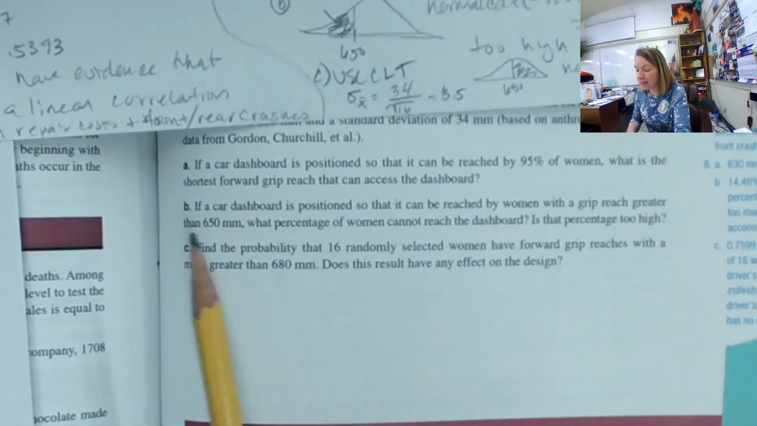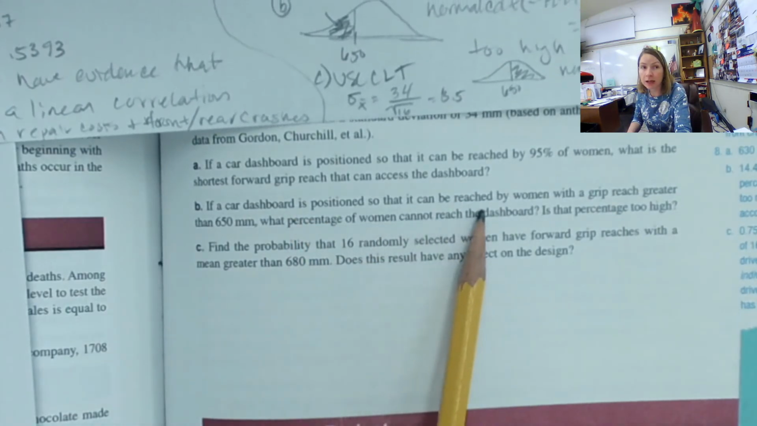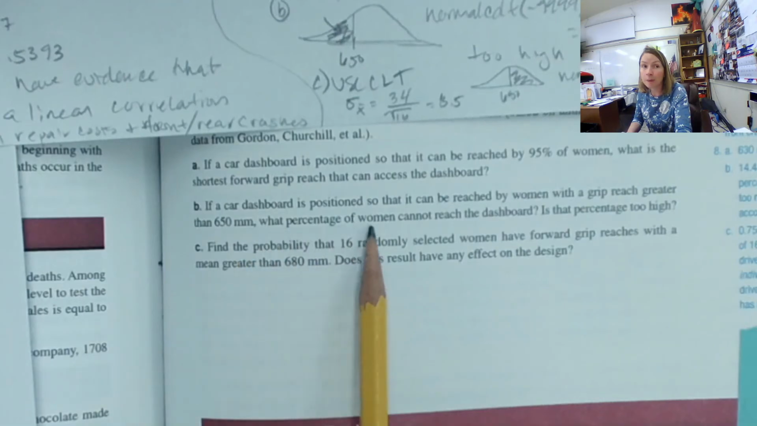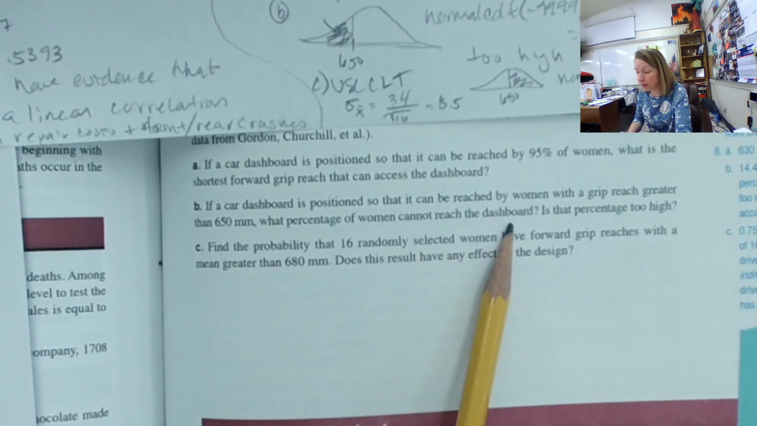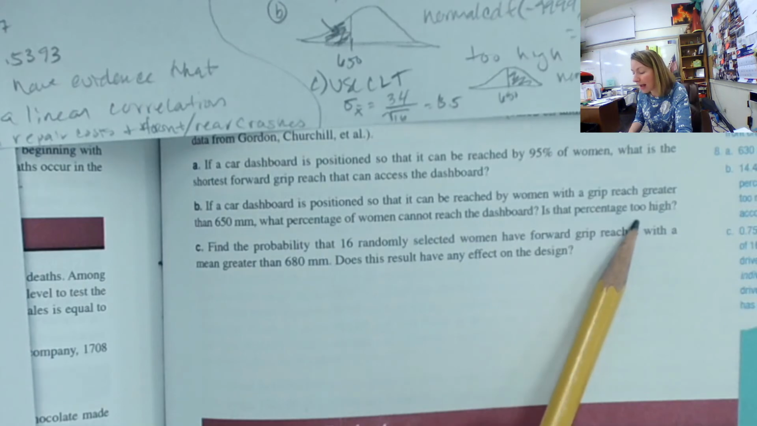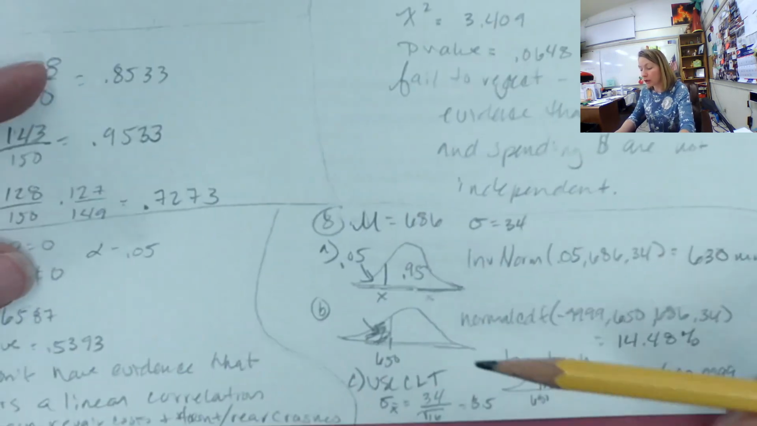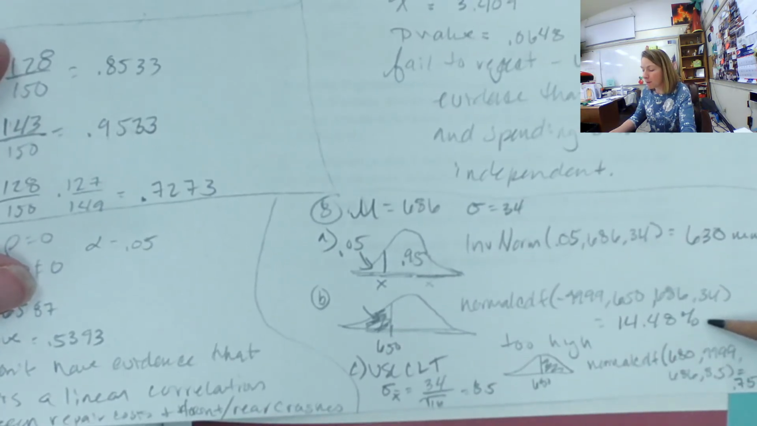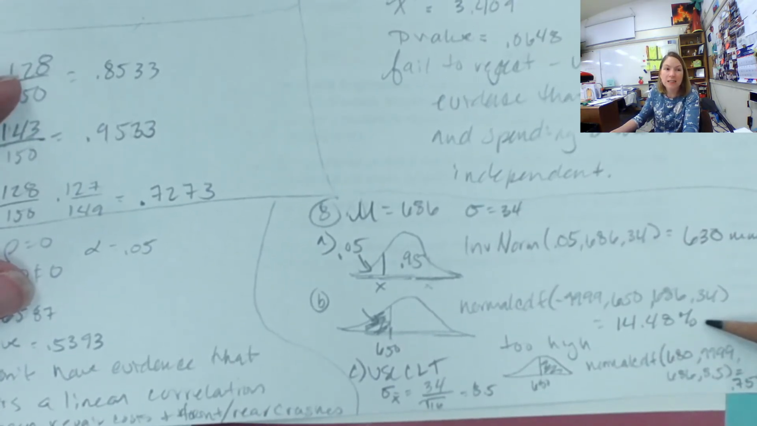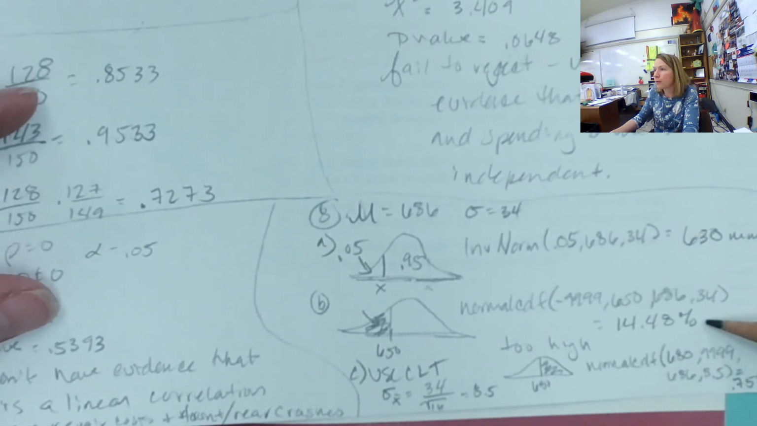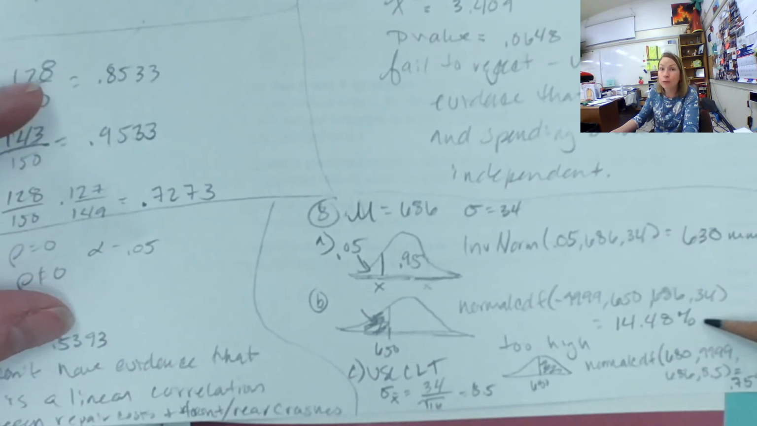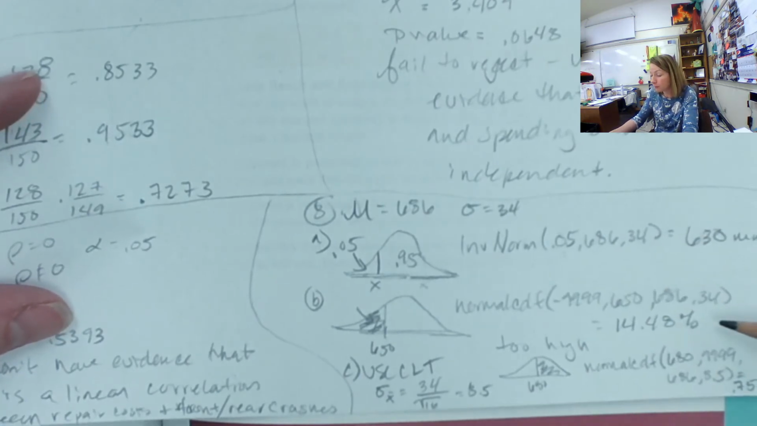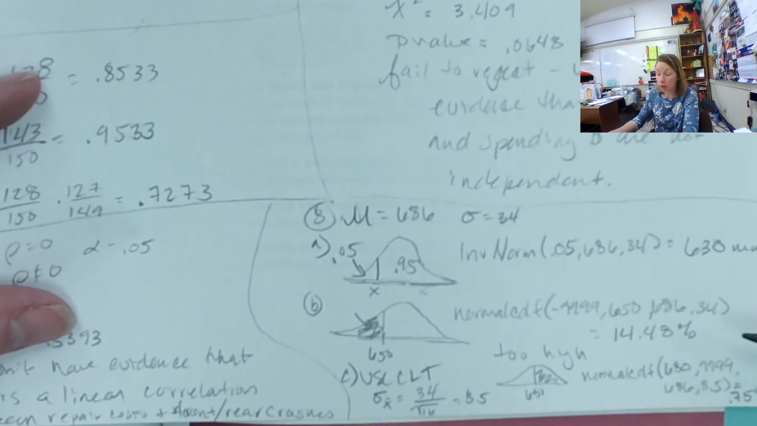The next one is if a car dashboard is positioned so that it can be reached by women with a grip reach greater than 650 millimeters, what percentage of women cannot reach the dashboard? Is that percentage too high? Okay, so the people that could not reach it is going to be that area to the left, and it ends up being about 14.5%. That's pretty high. If you've only got 85% of women that can reach the dashboard, that's a problem, right? Your car is made for bigger people. I like to be able to reach the dashboard.